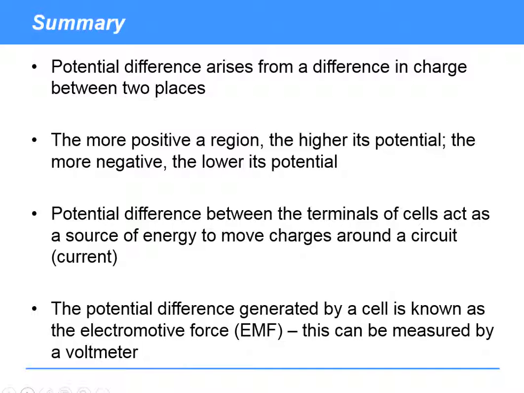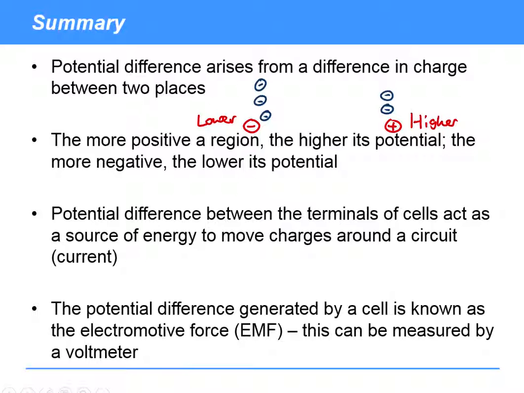So to summarize that, potential difference is a difference in charge between 2 places. So imagine we have negatives there and a couple of negatives here. This is going to be the more positive, and this is going to be the more negative. And that's exactly what a cell is doing, if I just use a different color to highlight. So this would be the negative end, and this would be the positive. And that could well be the type of situation you're getting in an electrochemical cell. The more positive a region, the higher the potential, so this one's higher, and this one would be lower.